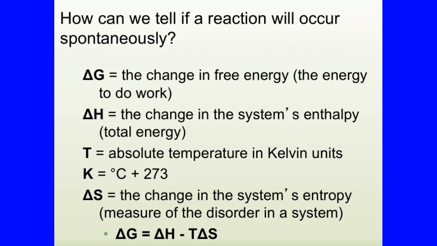So let's go ahead and say that in word form. The change in free energy is equal to the change in the system's enthalpy, aka total energy, minus the temperature in Kelvin multiplied by the change in the system's entropy. Okay?